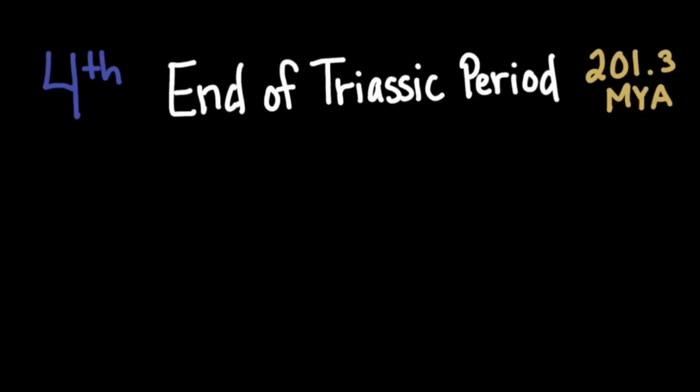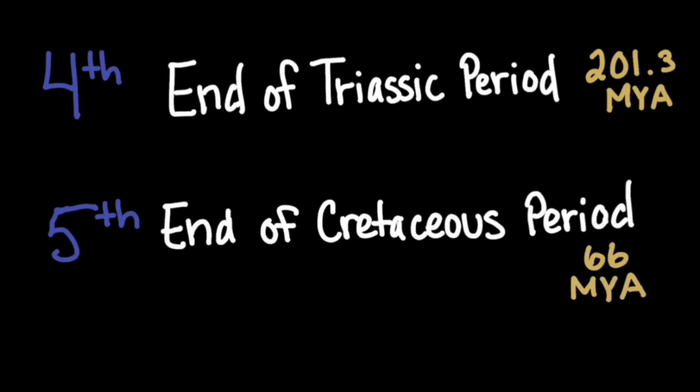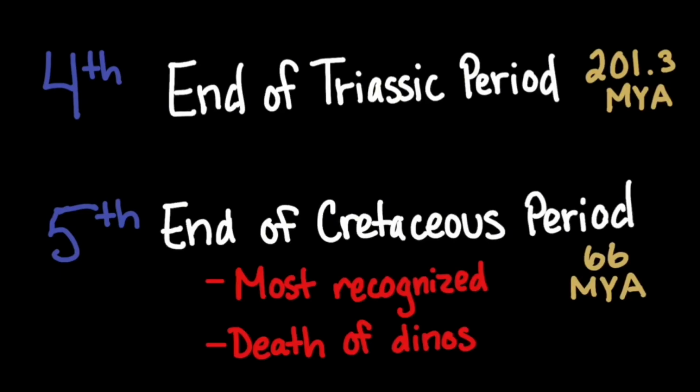The fourth occurred at the end of the Triassic period, 201.3 million years ago, and the fifth occurred at the end of the Cretaceous period, 66 million years ago. This mass extinction event is the most recognized because it included the death of the dinosaurs.